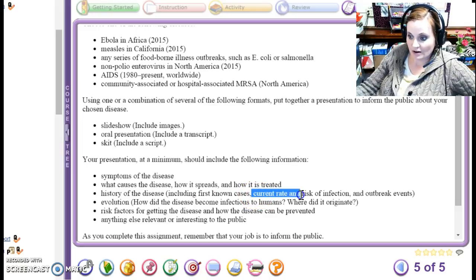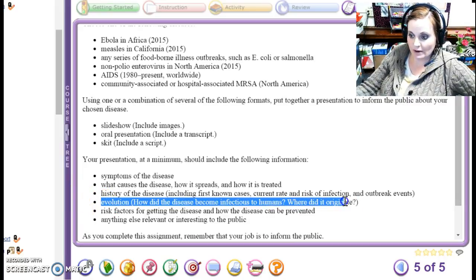Currently, how likely is somebody to get better from that disease if they get sick? How many people are currently infected? And have there been any outbreaks recently? This is the tricky one, evolution. How did the disease come to infect humans?